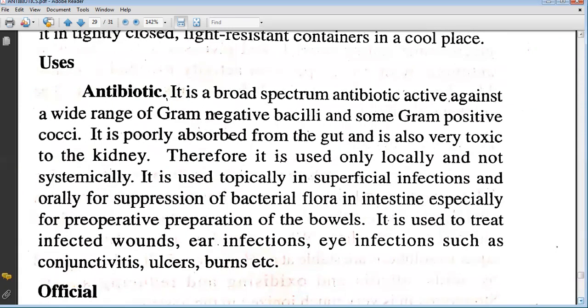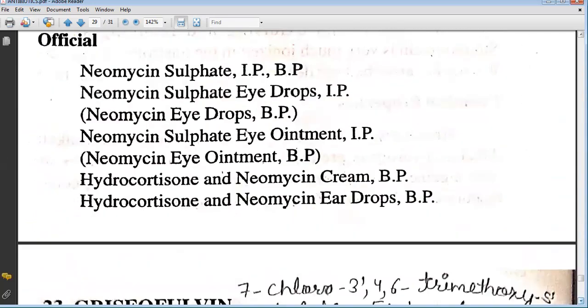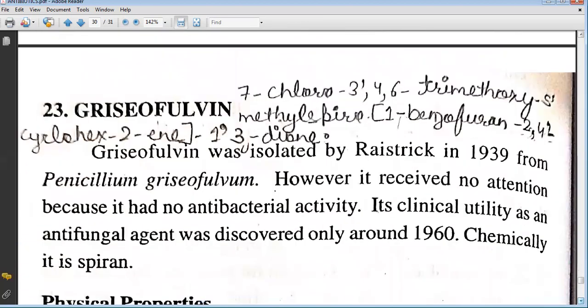It is used topically in superficial infections and orally for suppression of bacterial flora in the intestine, especially for preoperative preparation of the bowels. It is used to treat infected wounds, ear infections, eye infections such as conjunctivitis, ulcers, burns, etc. Preparations are neomycin sulfate IP/VP, neomycin sulfate ear drop IP, neomycin sulfate eye ointment IP, hydrocortisone and neomycin cream BP, hydrocortisone and neomycin ear drop IP.